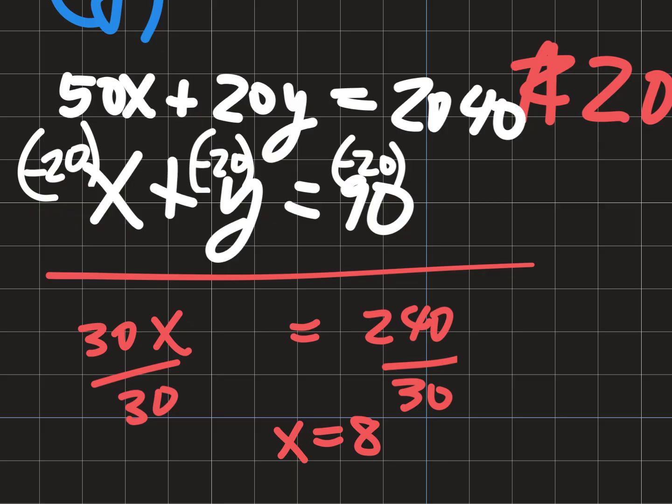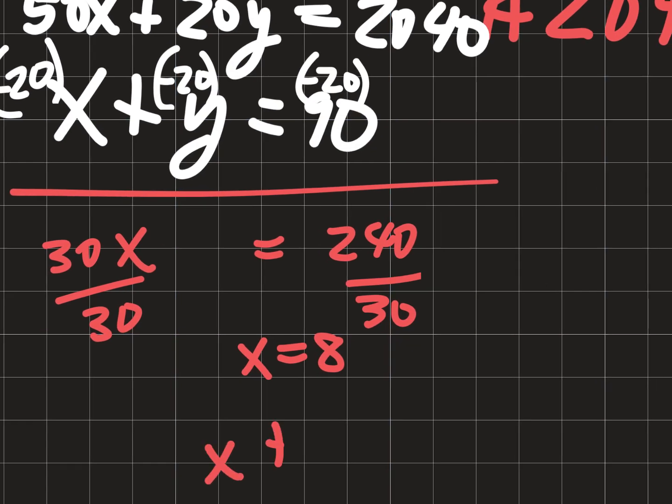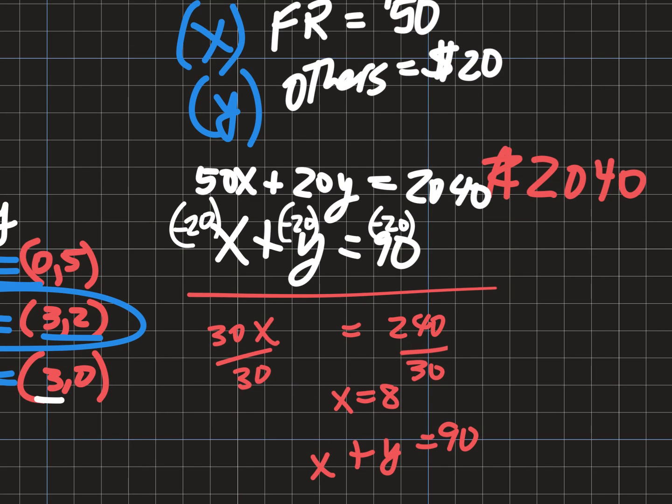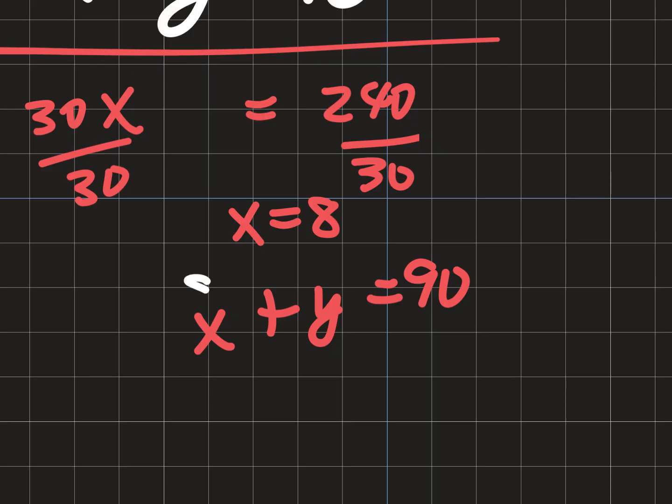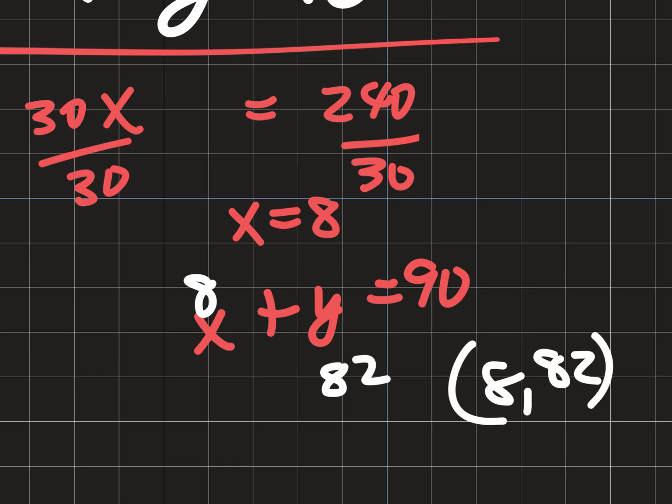So now I go back to my original equation, which was that x plus y equaled 90. And if x is 8, x was the front row seats. Apparently they sold 8 front row seats. That must mean they sold 82 of the other ones, right? So the answer is actually 8, 82. I think. Verifying with Hansen. Is that what you got too? All right. Awesome.